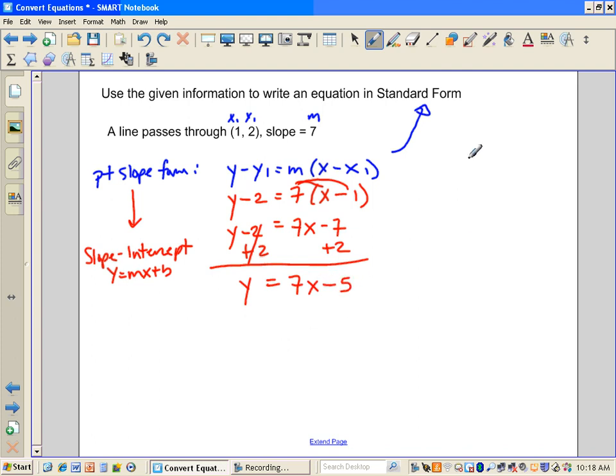Well, if I want it in standard form, then I want to put it so that the ax is first, the by is second, and then the c. So we're going to move the 7x over to the other side. Again, when you're switching sides of the equal sign, you need to use opposite operations. So we're going to subtract 7x from both sides.